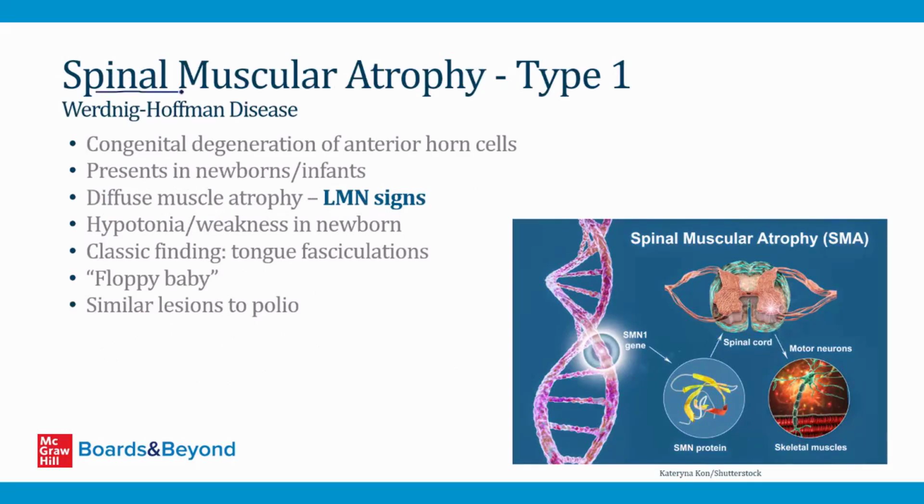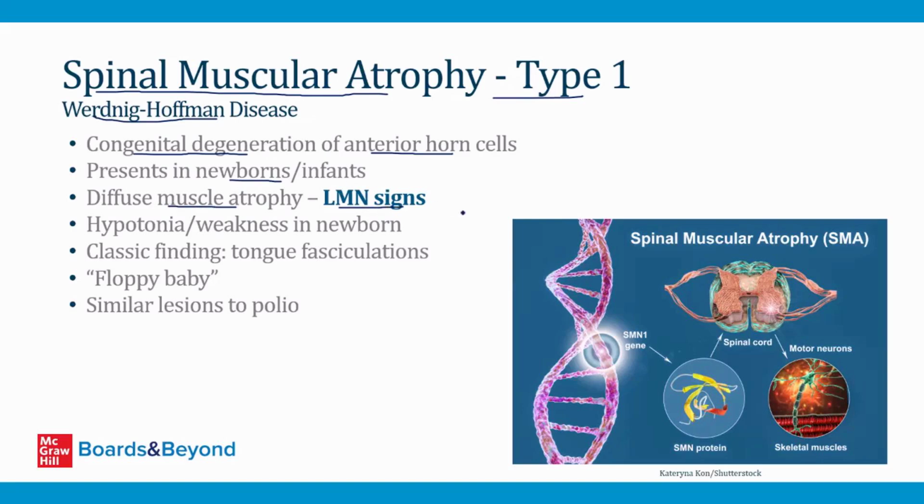Okay, next let's talk about spinal muscle atrophy type 1, also known as Wernicke-Hoffmann disease. This is a clinical disorder that looks just like polio, except it's a congenital condition. It's not caused by an infectious disease. So it's going to present in a newborn infant without a preceding febrile illness. So Wernicke-Hoffmann disease is a congenital degeneration of the anterior horn cells of the spinal cord. It's going to present in a newborn or an infant with diffuse muscle atrophy and other lower motor neuron signs.